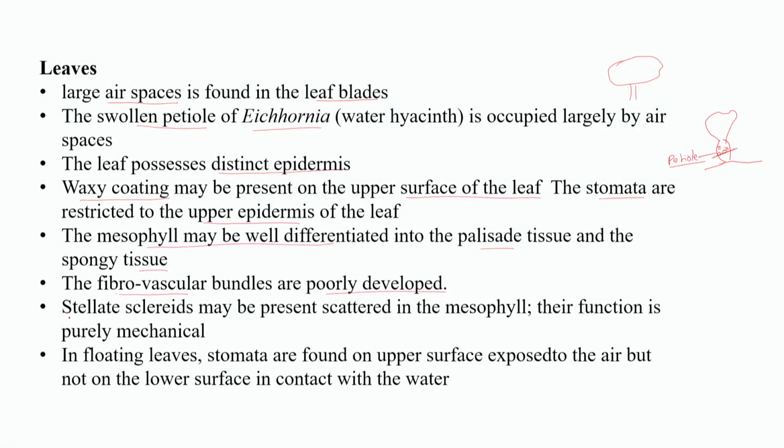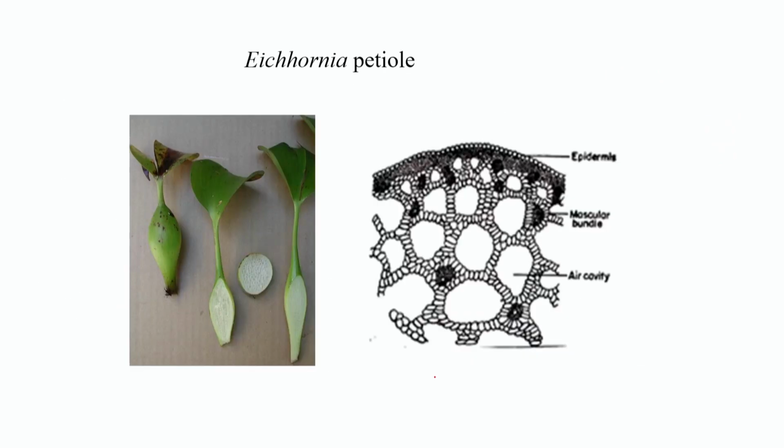In this case also stellate sclereids will be present in the mesophyll tissue, and their function will be to provide mechanical support. And stomata are found on the upper surface, okay, but the lower surface will not have stomata. Now, these are some examples we will try to discuss.